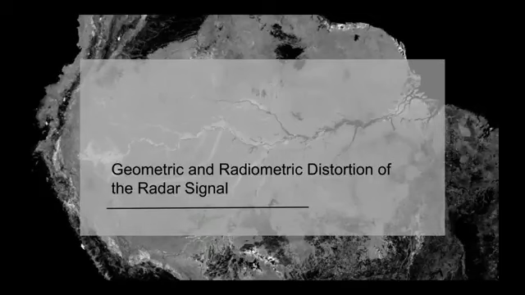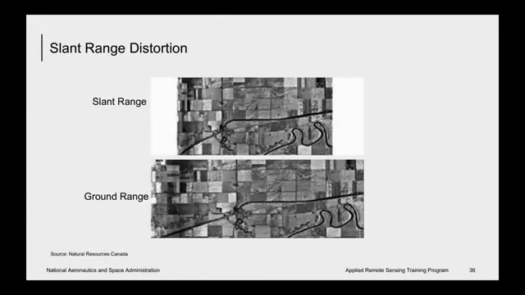So there are a number of geometric and radiometric distortions that one has to correct for in radar images. And in this next section, we will discuss these distortions. So this slide, the side-looking nature of imaging radars results in certain geometric distortions.